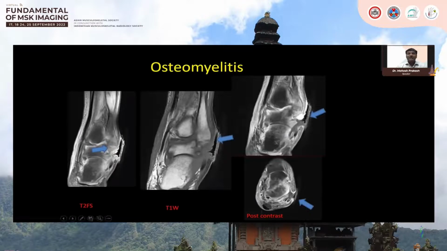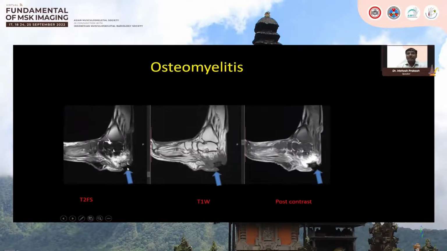See here, this is a typical case of osteomyelitis in the lateral malleolus. This is the T2 fat sat, coronal, this is T1, and these are the post-contrast enhanced images. Here you can see there is typical edema, and there is an ulcer formation here. On T1, it shows T1 hypointensity. So T1 hypointensity and T2 hyperintensity, and they show enhancement on post-contrast imaging. If you see these imaging features with the adjacent ulcer and the collection, then the most likely diagnosis is osteomyelitis.